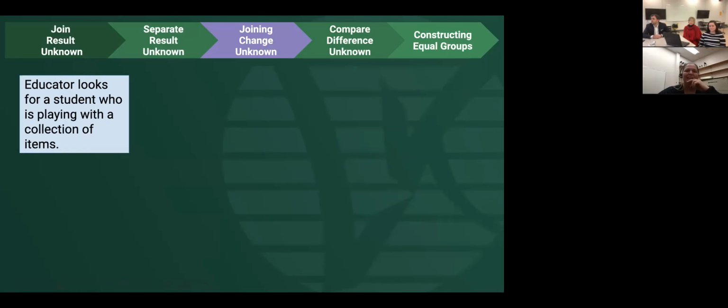All right, we're heading down the line. We got join change unknown coming. So this is probably one, Jen, you tell me, had you asked this kind of problem before? No, I wouldn't have asked this before. I would have thought it was too hard, to be honest. Yeah, it feels hard, right? Yeah, so we're going to take a look and see how they do with it.